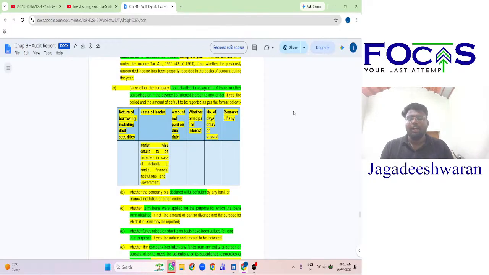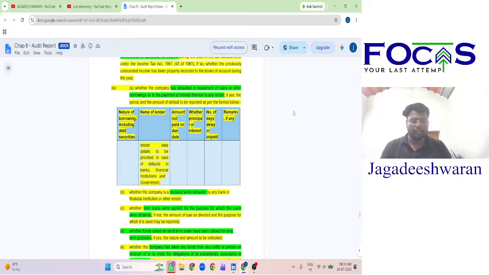Good. So yeah, nature of borrowing including debt securities. So நம்மளோட borrowing ஓட nature என்ன including debt securities இருந்தாலும் we have to mention that. அது first. அதுக்கப்புறம் name of the lender. அப்புறம் lender wise details to be provided in case of defaults to banks, financial institutions and government. So lender wise in borrowings we have to mention it. Upper name of the lender.